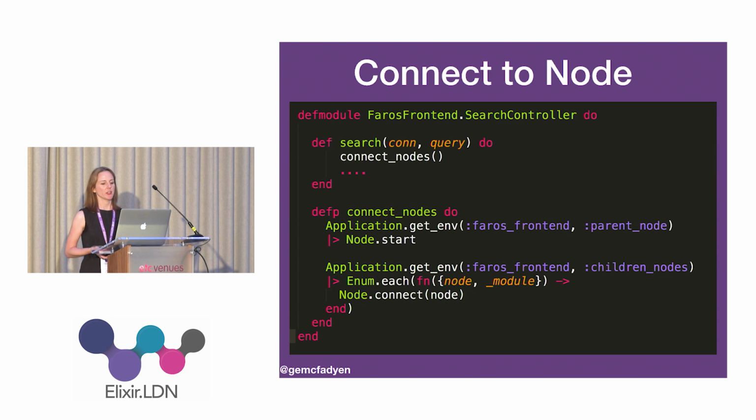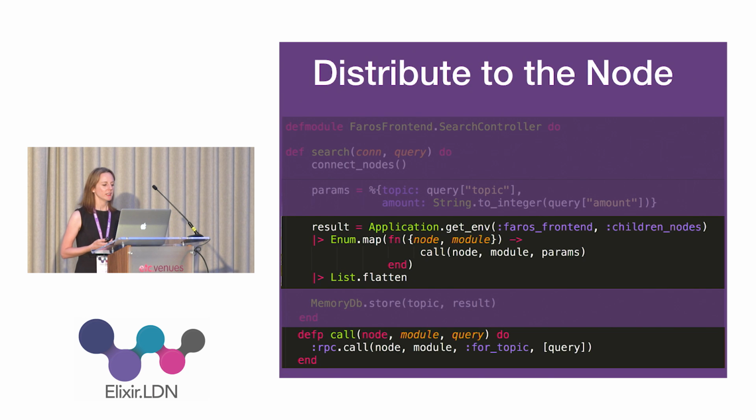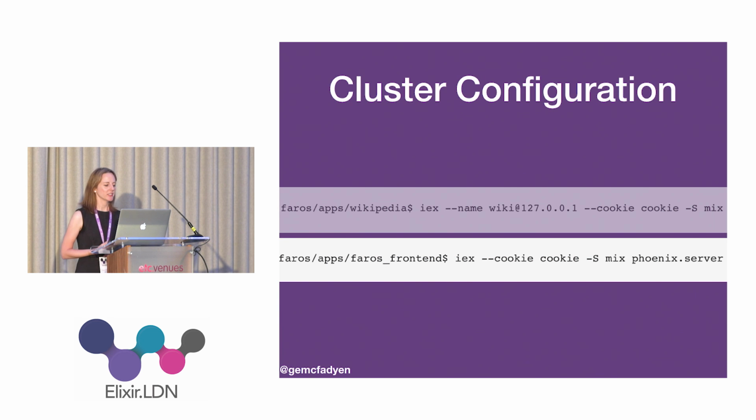Then we have to update the code such that RPC is used so that the 2 nodes can actually talk to each other. So here, again, we go and get our child nodes, and then we call, which is defined at the bottom, where you can see the RPC call, where we pass in the node, which is wiki at localhost, the module, which is Wikipedia.search, the function on that module we want to invoke, and any parameters that you want to pass to that function. At that point, you can release the rest of your application.